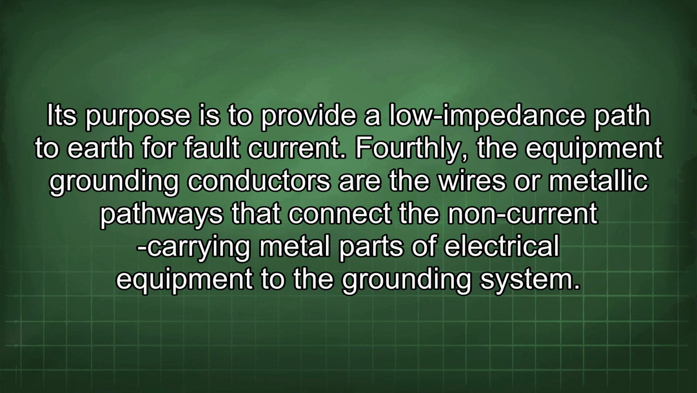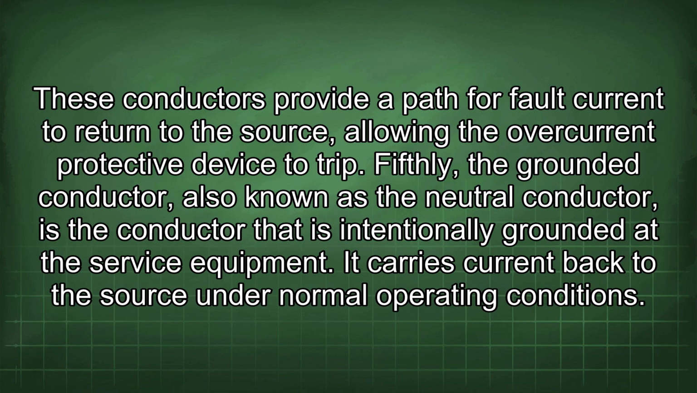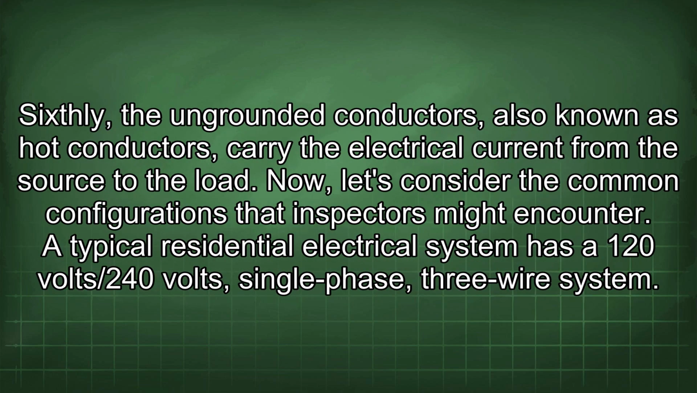Fourthly, the equipment grounding conductors are the wires or metallic pathways that connect the non-current carrying metal parts of electrical equipment to the grounding system. These conductors provide a path for fault current to return to the source, allowing the overcurrent protective device to trip. Fifthly, the grounded conductor, also known as the neutral conductor, is the conductor that is intentionally grounded at the service equipment. It carries current back to the source under normal operating conditions. Sixthly, the ungrounded conductors, also known as hot conductors, carry the electrical current from the source to the load.